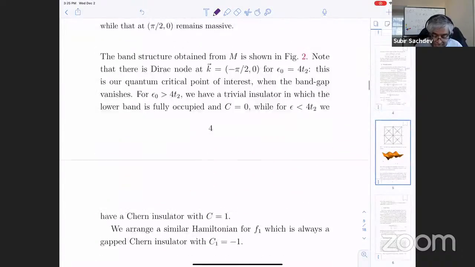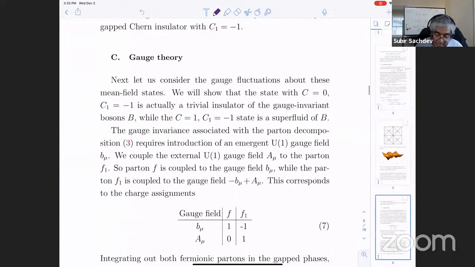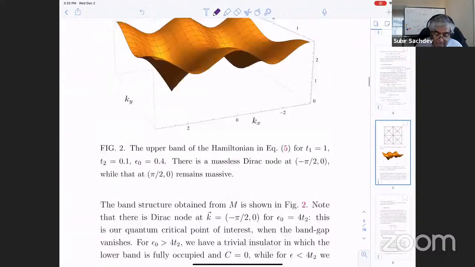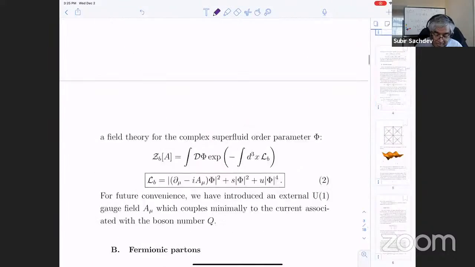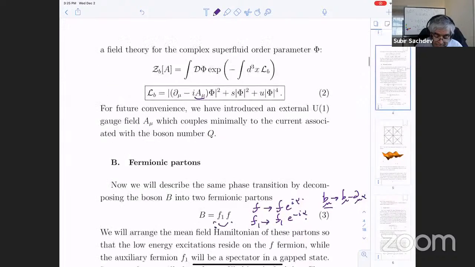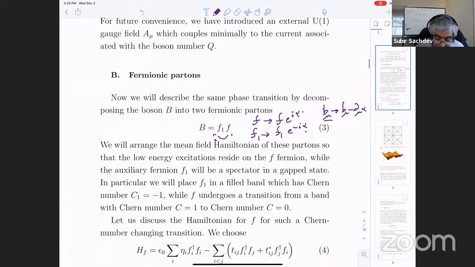So now let's also couple in an external gauge field A mu, the same gauge field that we coupled into the boson over here. So we couple a gauge field A mu to the boson. That external gauge field is acting on the boson, and now on the right-hand side, it can either act on F1 or F. We have a choice. In fact, the answer won't depend on whether we put the charge here or there.